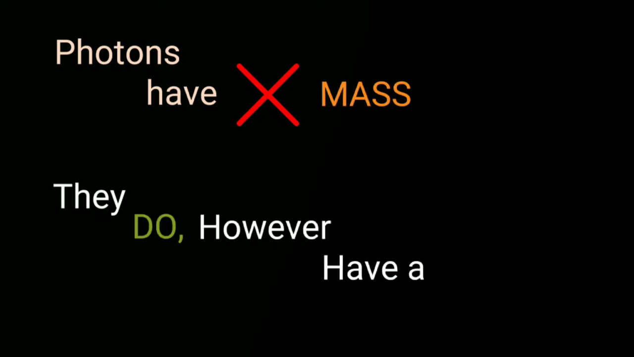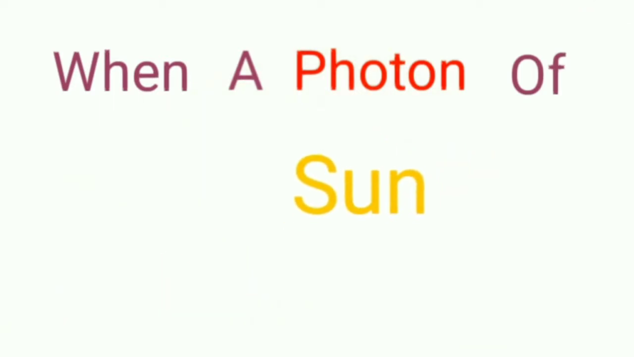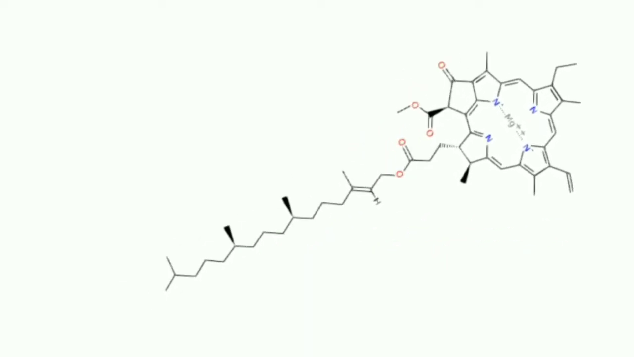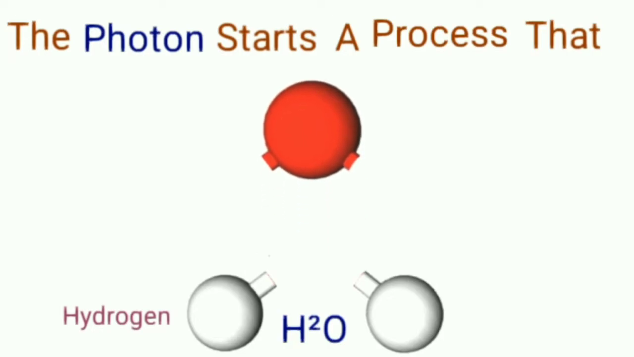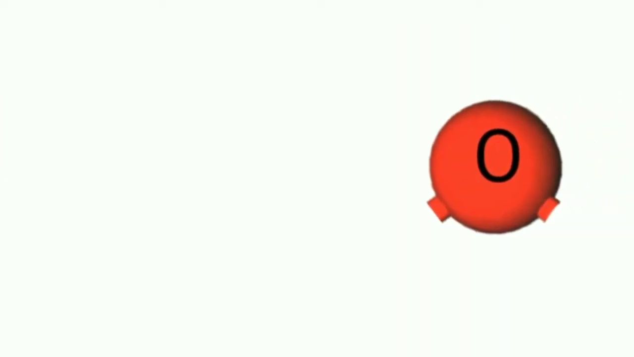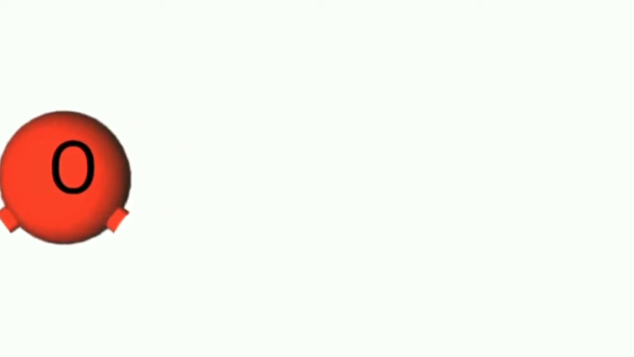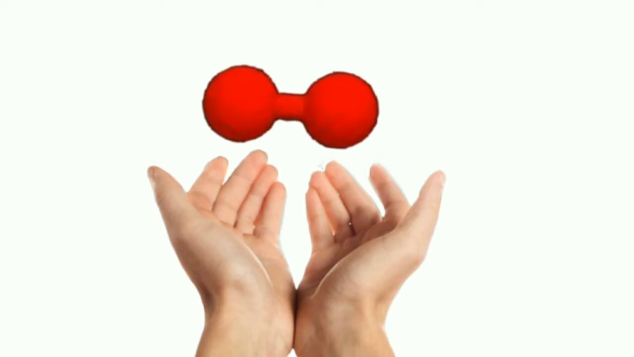While light travels as a wave, it also can be a particle called a photon. Photons have no mass. They do, however, have a small amount of light energy. When a photon of light from the sun bounces into a leaf, its energy excites a chlorophyll molecule. The photon starts a process that splits a molecule of water. The oxygen atom that splits off from the water instantly bonds with another, creating a molecule of oxygen, or O2.